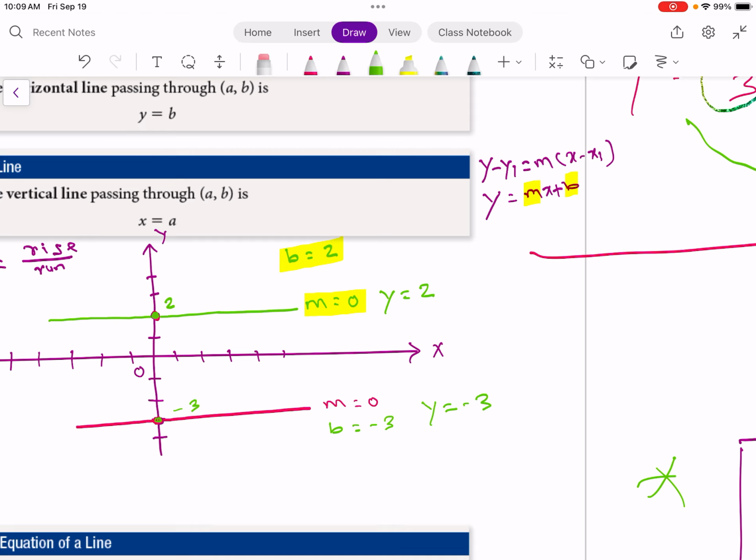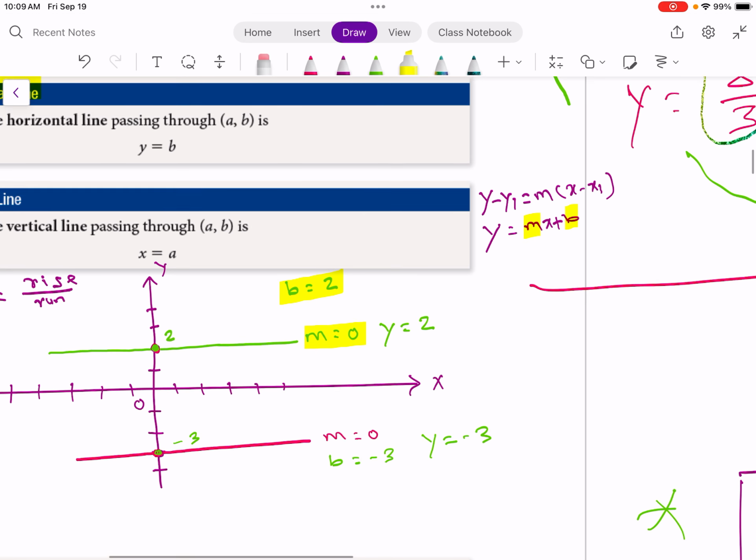In general, every horizontal line has an equation y equals b, and our b is the y-intercept. b is the point where the line crosses the y-axis. So y equals b is the equation for every horizontal line, and every horizontal line has a slope m equals 0.